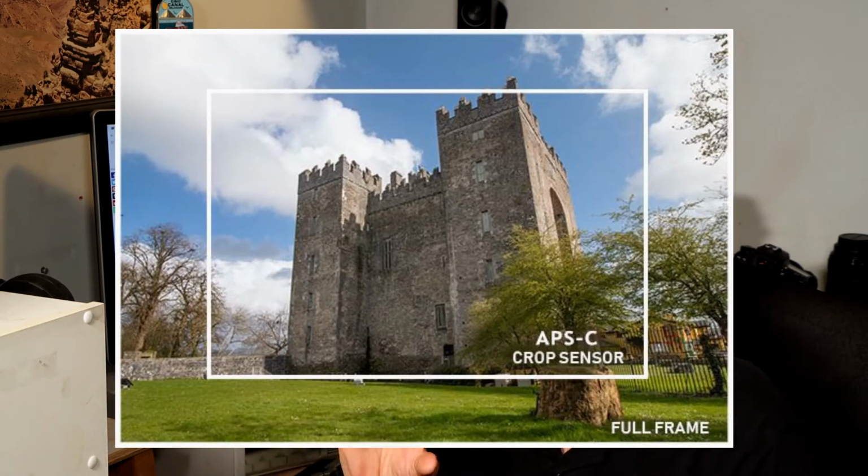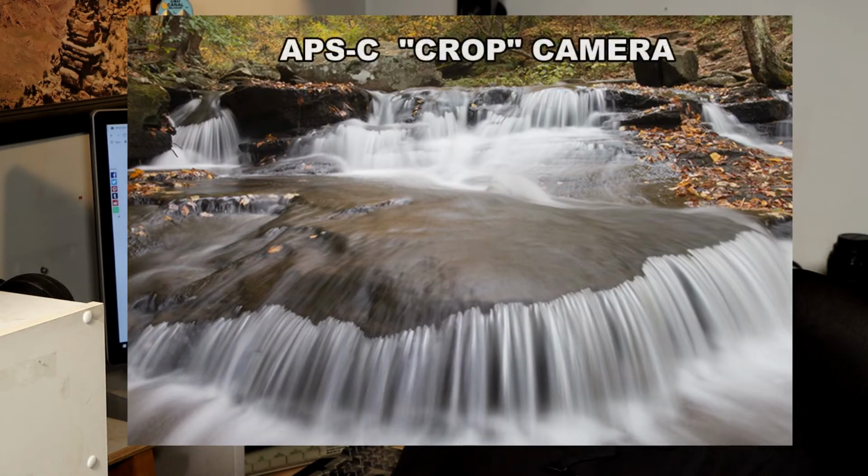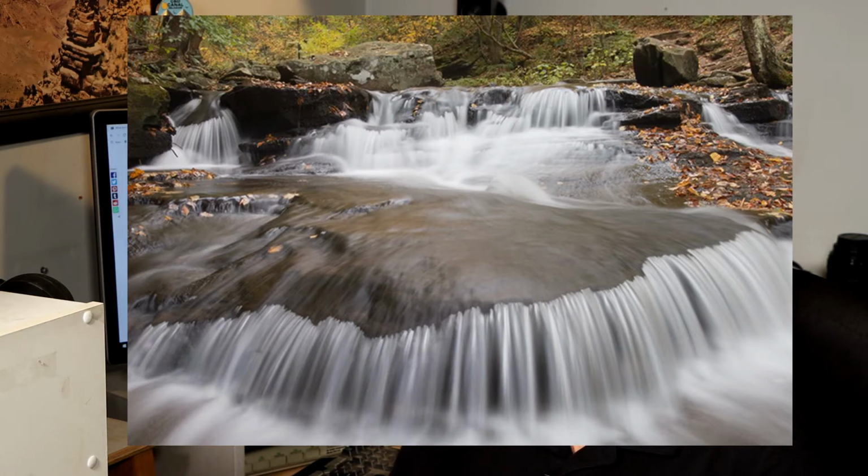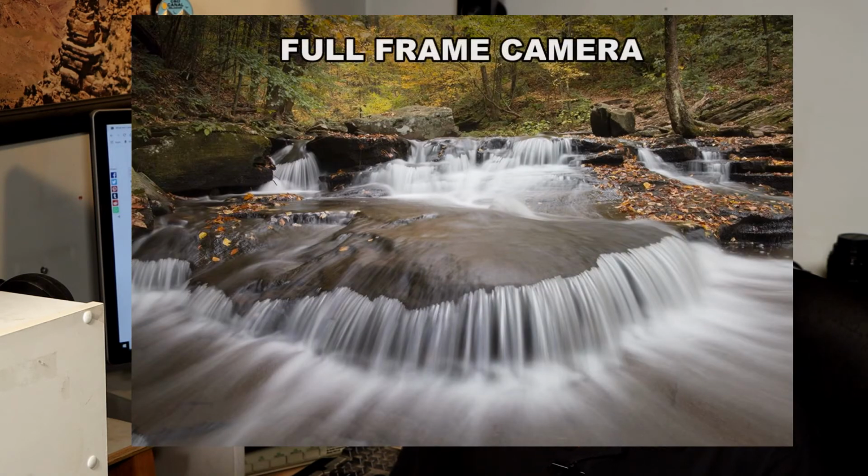APS-C cameras are often called crop cameras because they give you a cropped view of your subject compared to what you'd get if you had a full frame camera. The biggest thing to know is that the angle of view you get with a certain lens will be narrower with an APS-C camera versus a full frame camera. Here's an example. Now, a narrower angle isn't necessarily a bad thing, it's just different. The way you compensate for that is you use a wider angle lens on an APS-C camera to get the same angle that you would with a full frame.